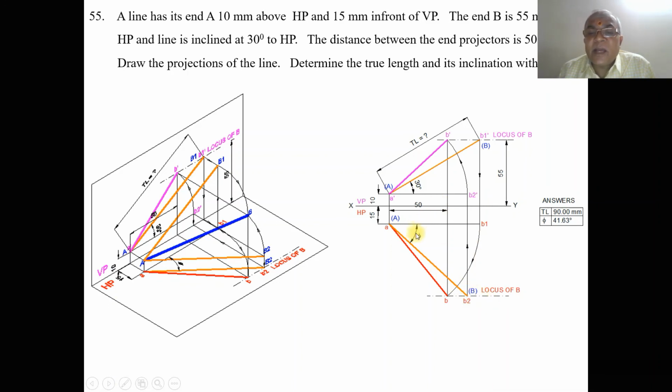Now you identify this angle as phi, and we need to find out the true length. By using the scale, you measure the length from A dash to B1 dash, which is the true length, equal to 90.00 mm when you are doing it on the computer. When you are doing it manually, the true length will be equal to 90. By using the protractor from A with respect to the horizontal, you measure this angle phi, which is equal to 42 degrees when you are doing it manually. When you are doing it on the computer, it will be 41.63.